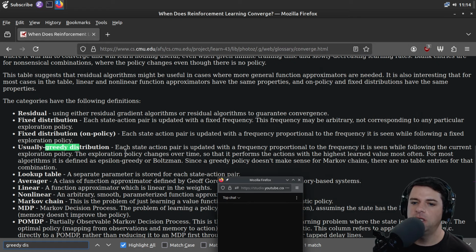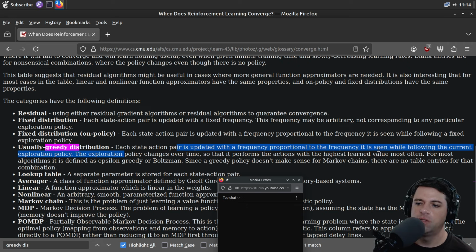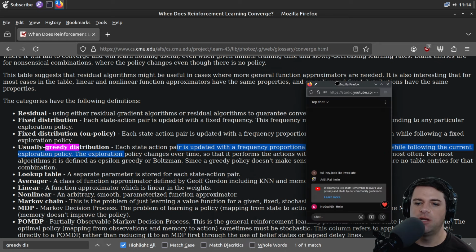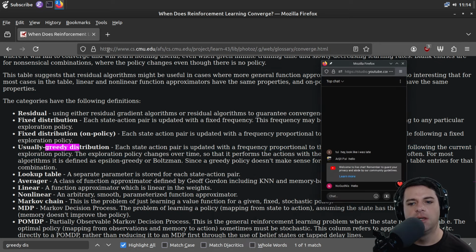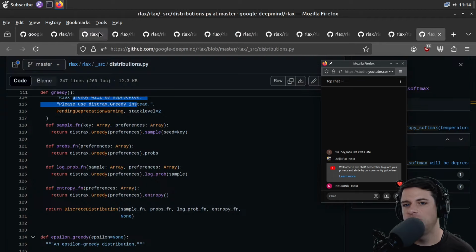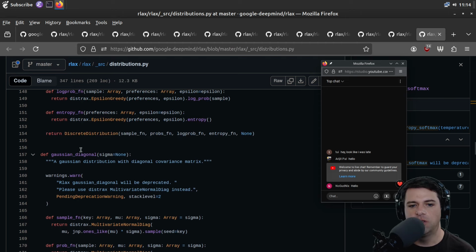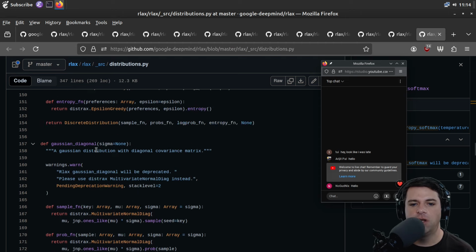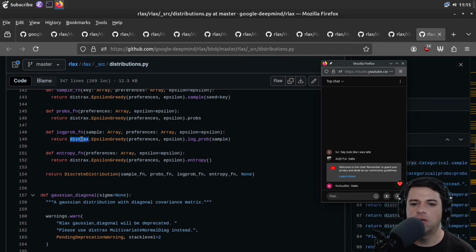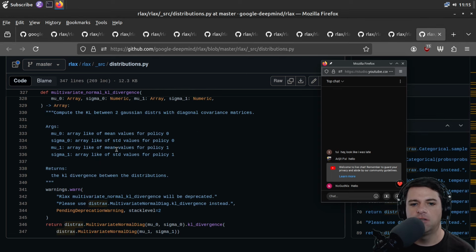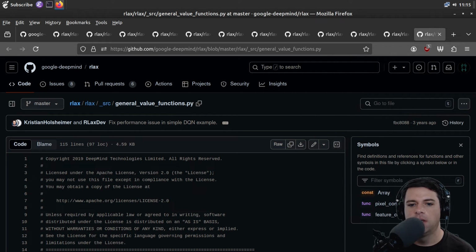So this says each state's action pair is updated with a frequency proportional to the frequency it is seen while following the current exploration policy. So maybe a greedy distribution is like the distribution that gives you the greedy behavior or something like that. And then we have epsilon greedy and epsilon greedy distribution and so on. Gaussian diagonal. I have no idea what really any of these are doing. They're calling distrax, and distrax is, I think, the real source of all the behavior here.